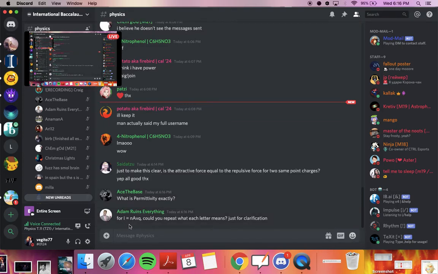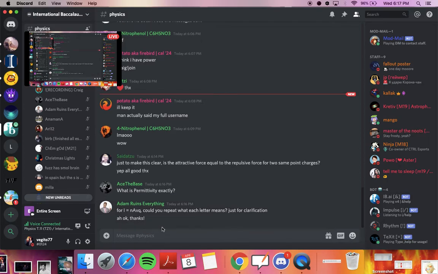For I equals nAvq, could you repeat what each letter means? Okay, so in I equals nAvq, I stands for the current, n stands for the number of electrons in the medium you're talking about, A is the cross-sectional area, or whatever it's traveling through. v is the drift speed of electron, and q is the charge per carrier, not the total charge, the charge per carrier.